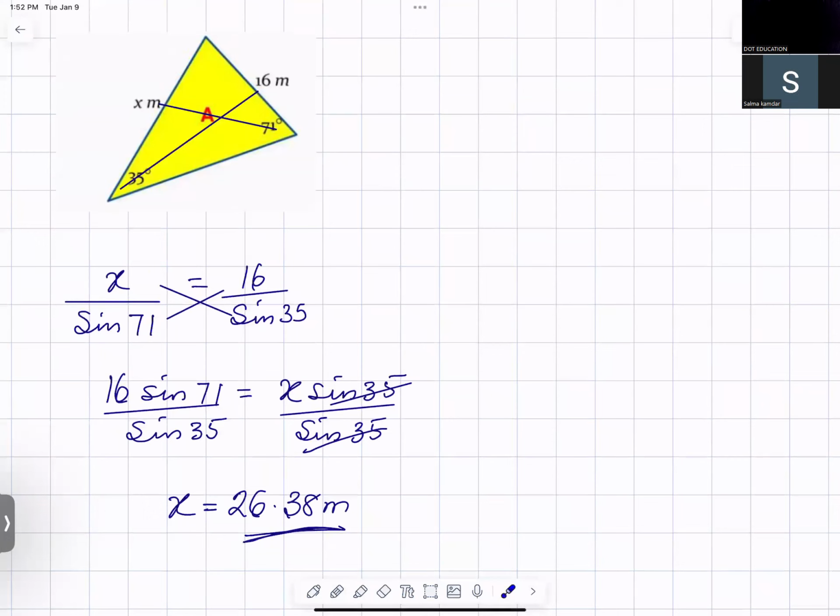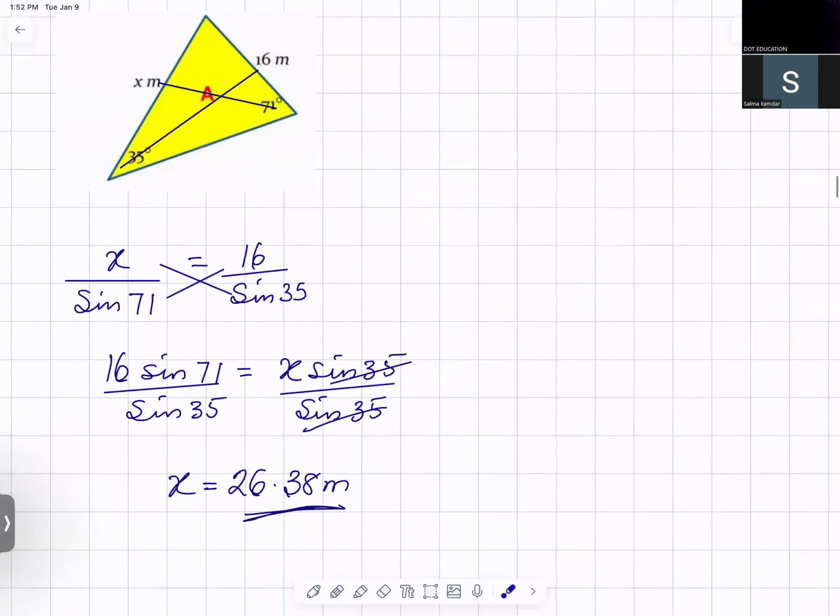So this is another question given to us. You can see the opposite, like I said, always look for the matching opposite pair. The opposite to this x value is 71. So I have x and 71. Then matching to my 16 is 35 degrees. So I have the side 16 and sine 35 degrees. So I can say x and its matching opposite, sine 71, is equal to 16 and its matching opposite, sine 35.